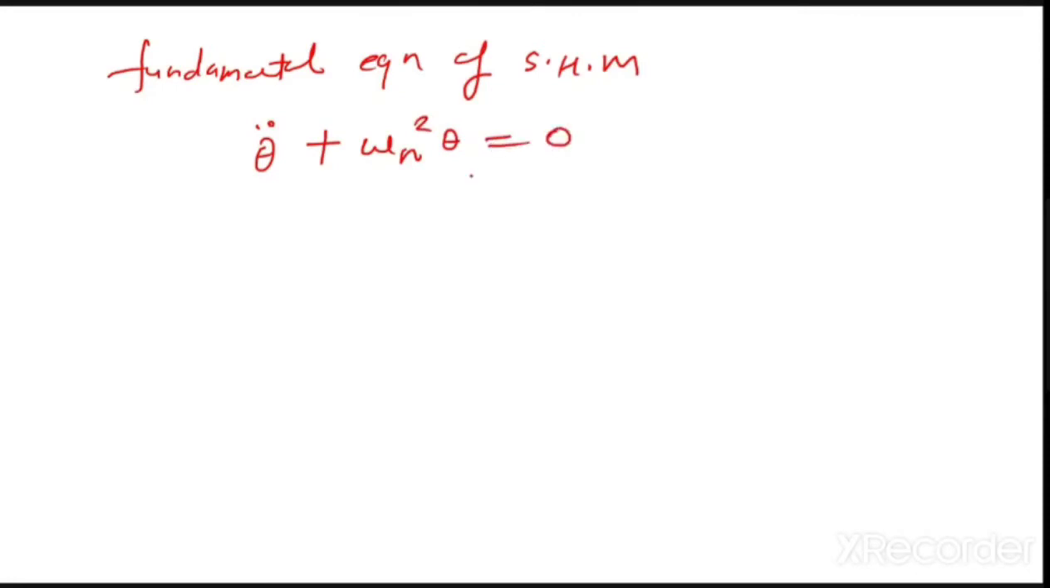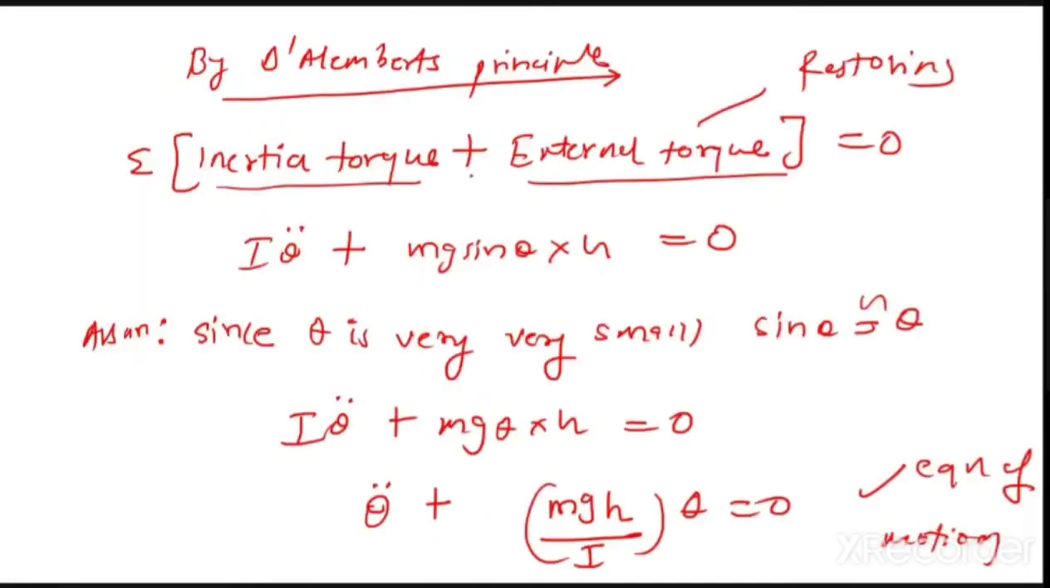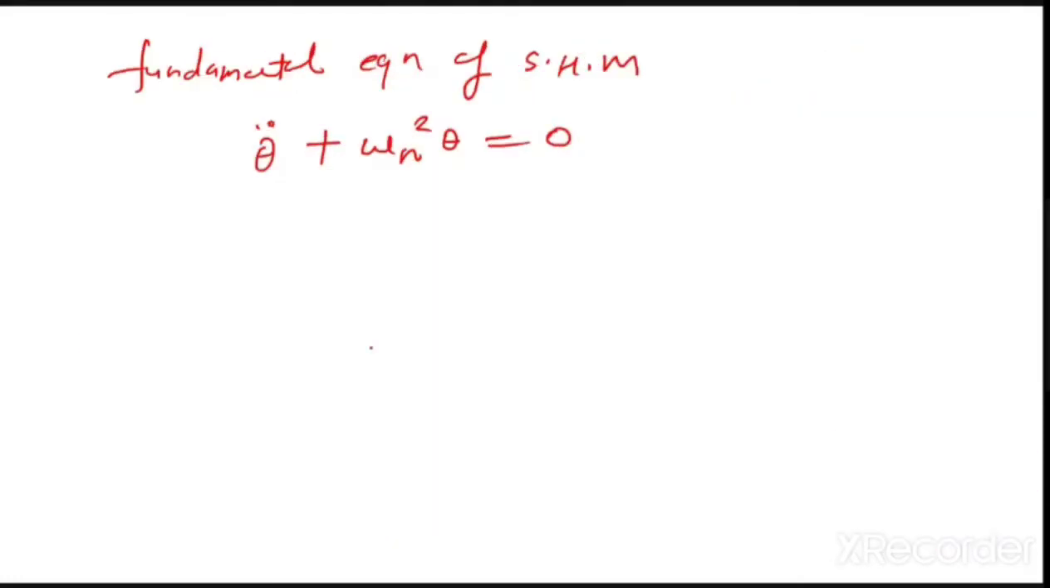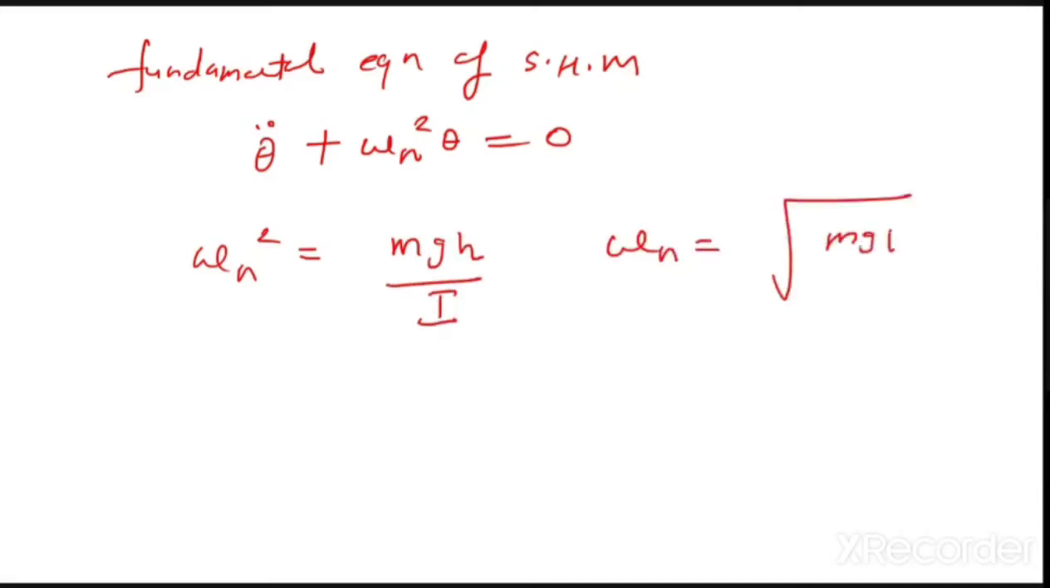Now if you compare both the equations, theta double dot plus mgh upon I theta is equal to 0, so comparing both the equations, what you get is omega n square is equal to mgh upon I. So omega n you are getting is the square root of mgh upon I. And what is this omega?